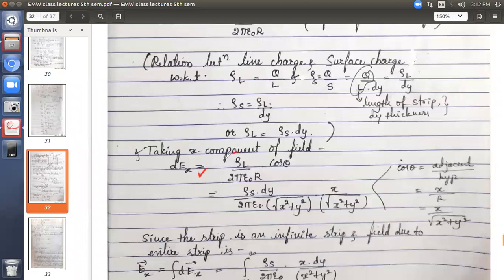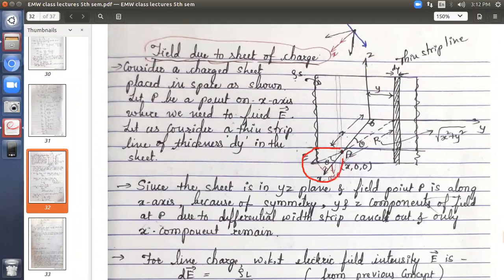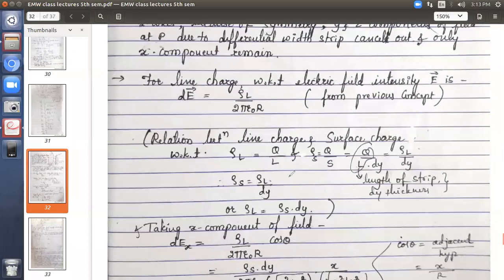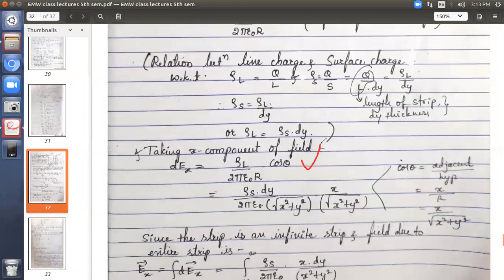We took dx, with the already derived equation. The y cos term we have taken, I have already explained. Cos is here. As the point is on the x axis, this line is your adjacent, with a 90 degrees angle, theta. This is your hypotenuse, and this is your opposite. So adjacent is cos theta, so we have to multiply by cos theta for Ex. For r and cos theta, from that triangle we have substituted the values.